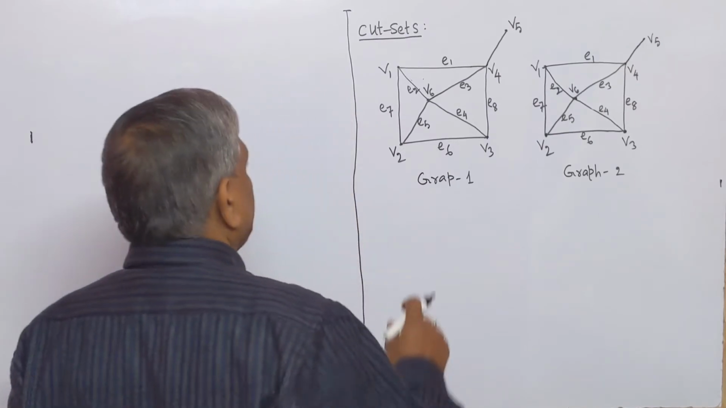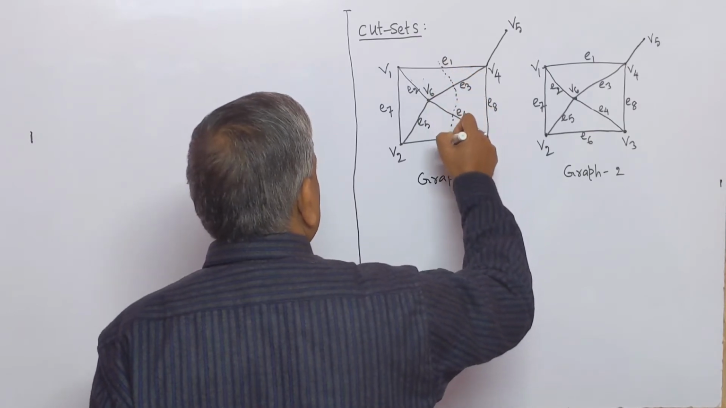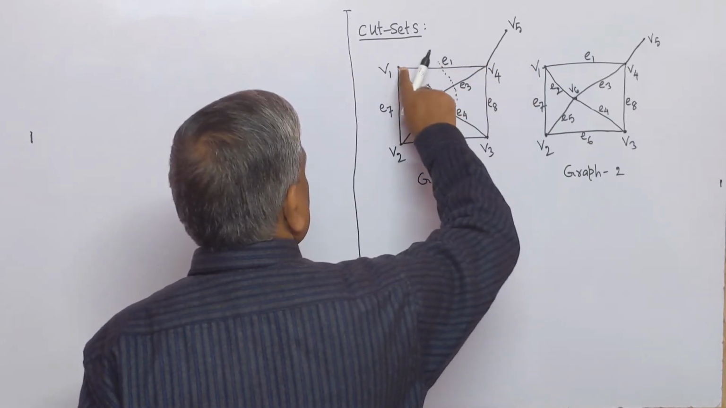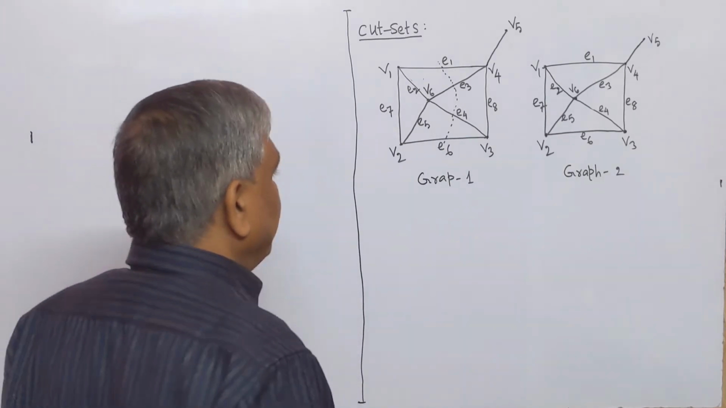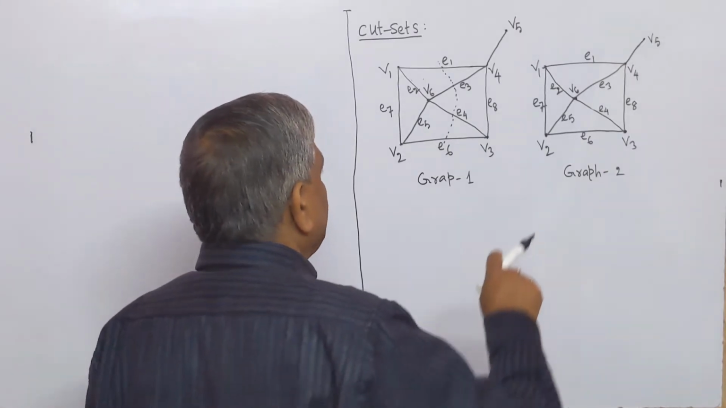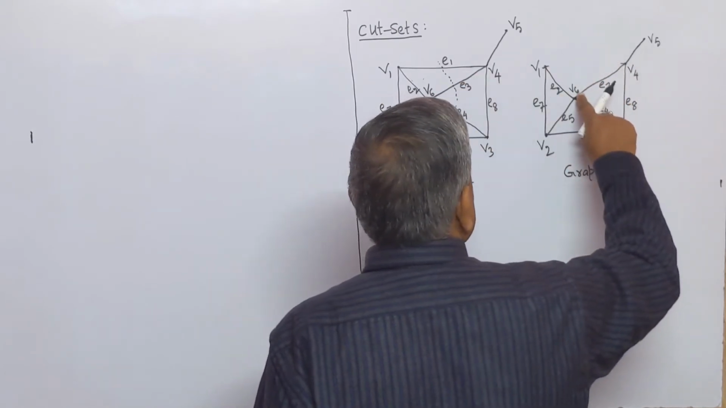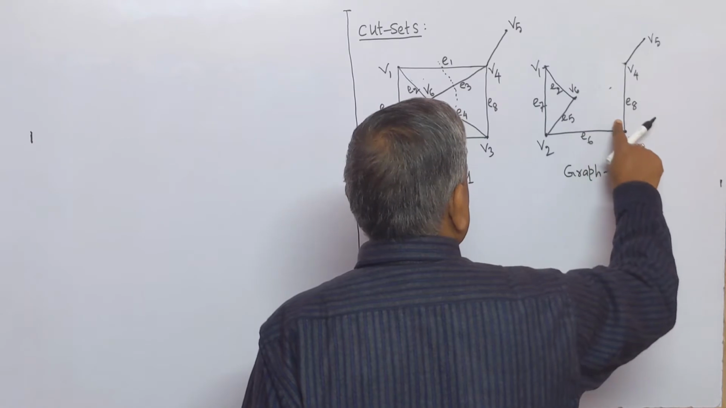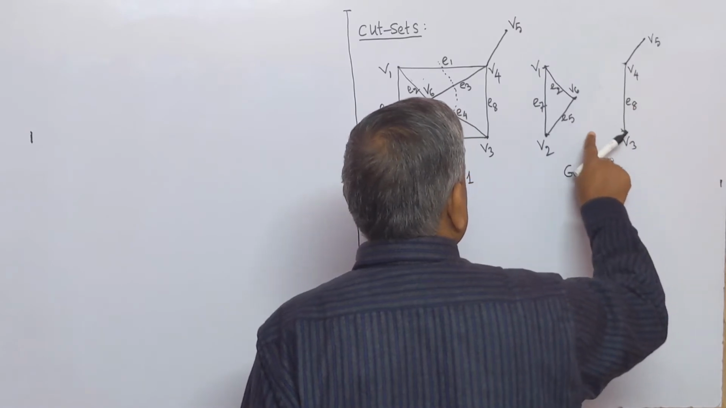If we delete E1, E3, E4, E6, we cut these edges. E1 edge, we remove. E1 edge, E3 edge, E4 edge and E6 edge. Then what will we get? The resulting figure. Here E1 is removed, E3 is removed, E4 is removed and E6 is removed. These edges are removed.